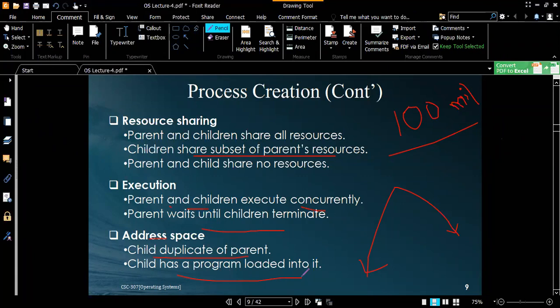So for now, our main focus is resource sharing. Whenever a process is created, it can share resources, or it will share a subset of the resources, or it will not share any resources. So that's how process creation works.